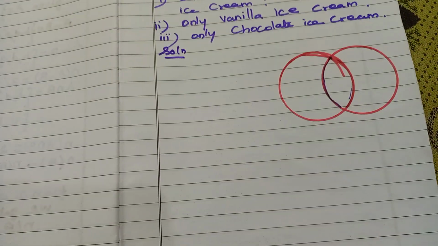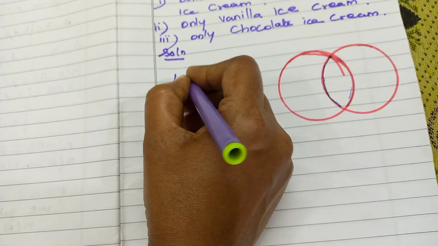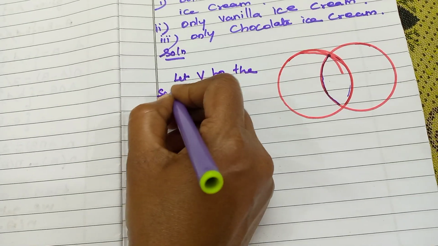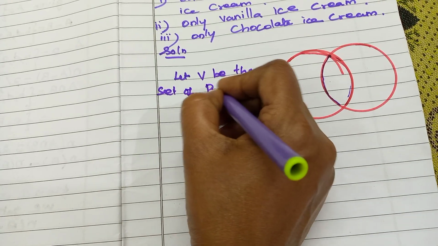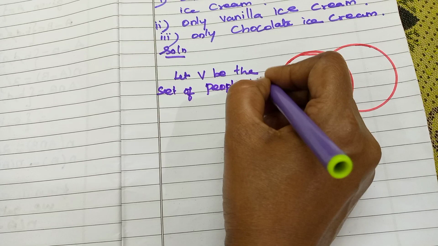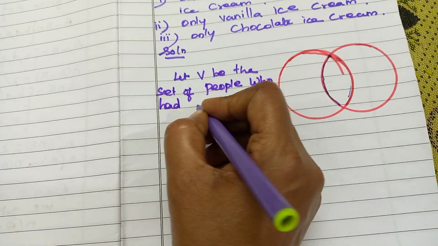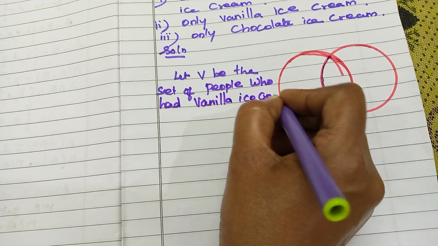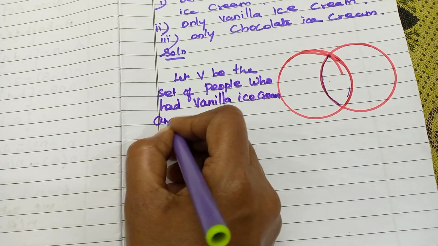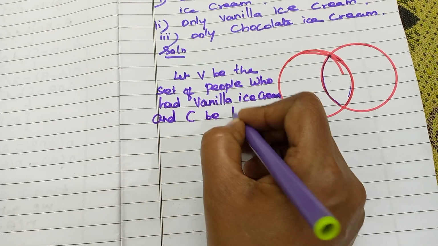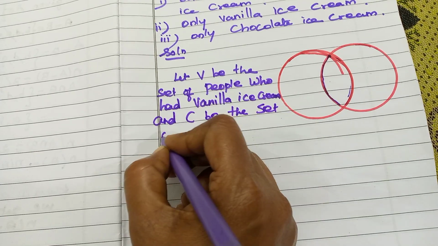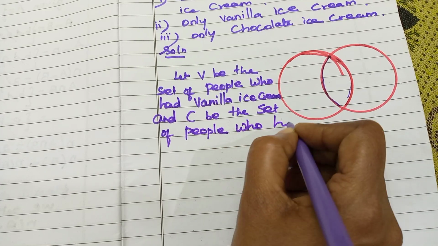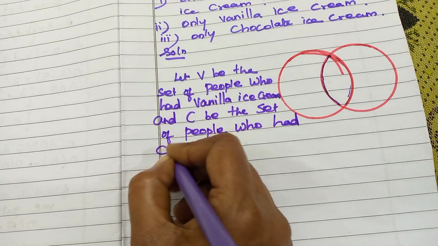Let V be the set of people who had vanilla ice cream, and C be the set of people who had chocolate ice cream.